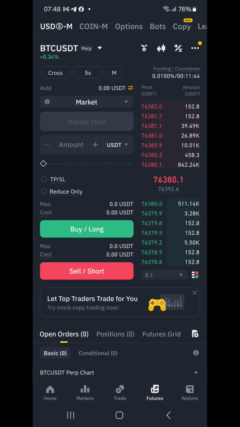So in this episode, we are going to look at some important aspects of futures trading called the single asset mode versus multi-asset mode, and then we look at one-way mode versus hedge mode, and then we will also talk about other settings in this video.